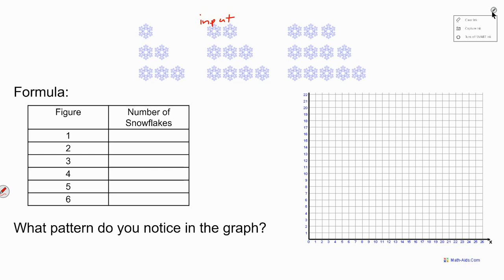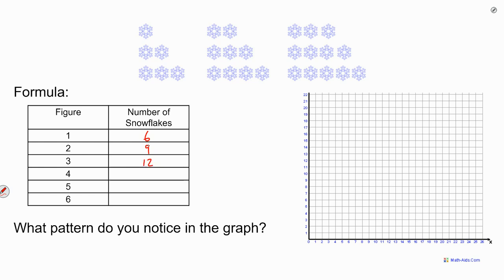So let's look at another pattern and see what we see. So here I have some snowflakes. All right, so let's see how many snowflakes I have. 1, 2, 3, 4, 5, 6. So I have 6 snowflakes in the first one. I have 2, 5, 9 in the next one. And I have 3, 7, 8, 9, 10, 11, 12 in the next one.